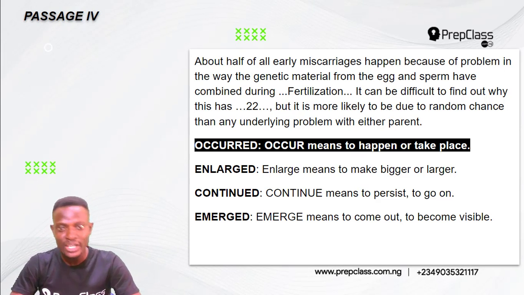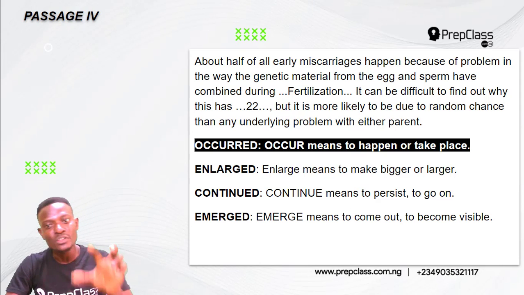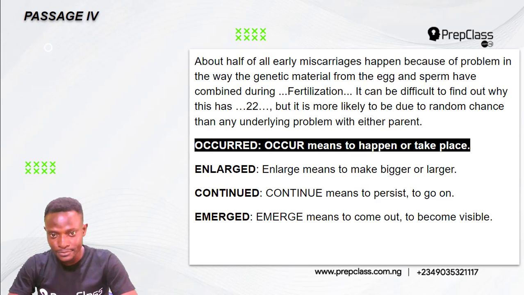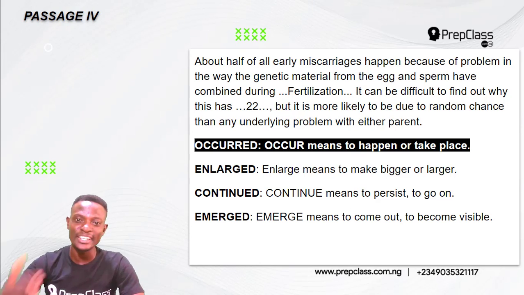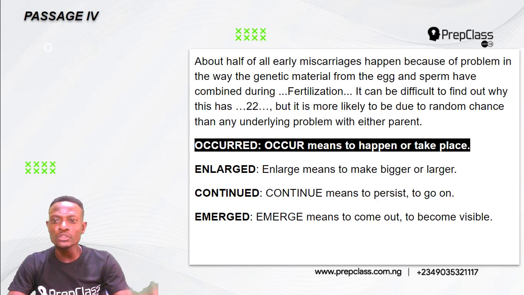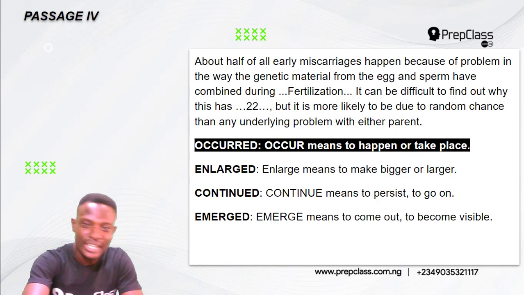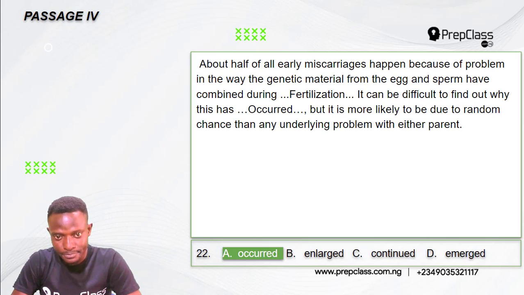It is not enlarged. Enlarged means to make bigger or larger. It is not continued. Continue means to persist or go on. It is not emerged. Emerge means to come out, to become visible. It is occurred. It can be difficult to find out why this has occurred, why this has happened. The answer is option A.